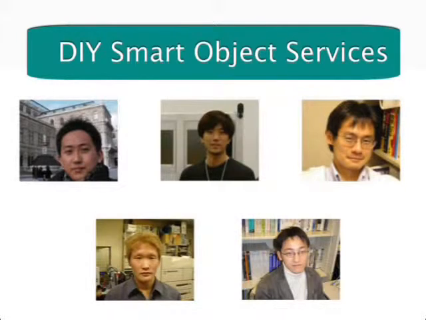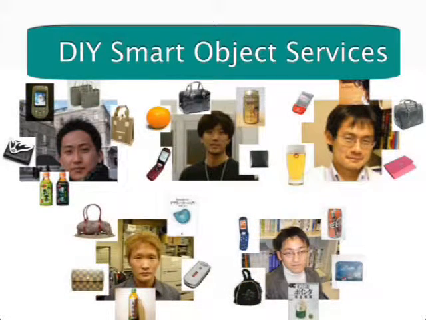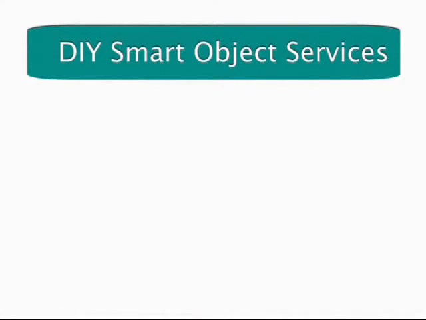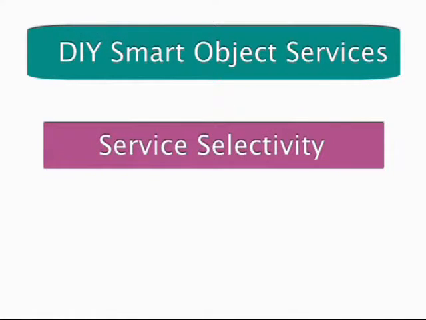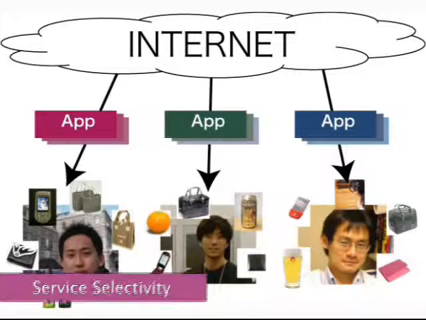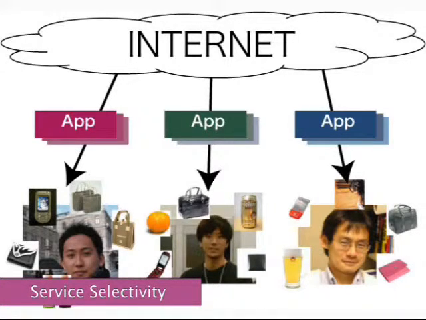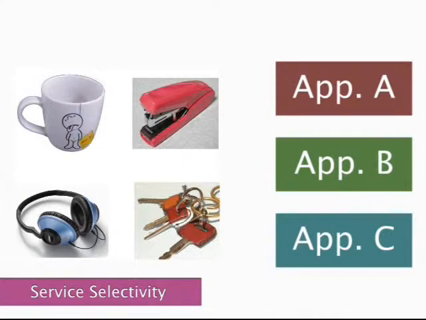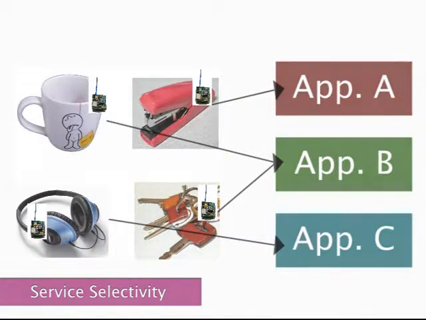Different people use different everyday objects. In DIY smart object services, people can unsmart their belongings by themselves and use various services according to their preferences. To realize DIY smart object services, the system should fulfill the following two conditions. Service selectivity. This enables users to select desired smart object service and to download the software through the internet. As the hardware platform, we assume that users apply their own PC and versatile sensor nodes which users bought at a do-it-yourself store in advance.